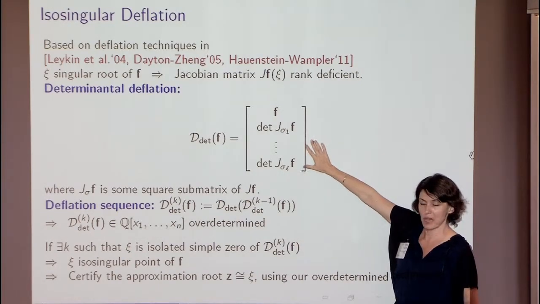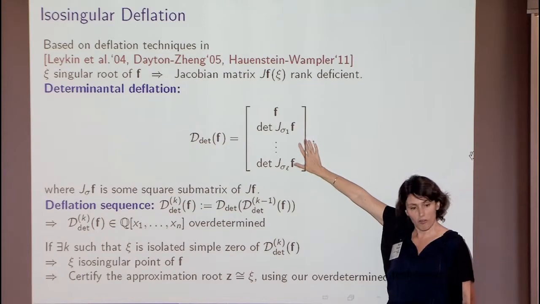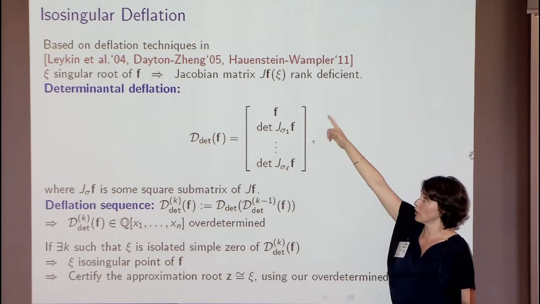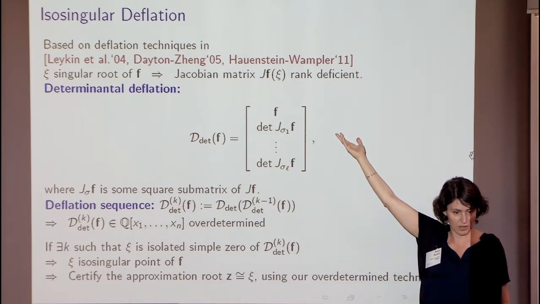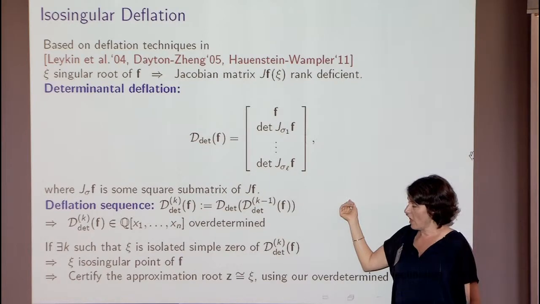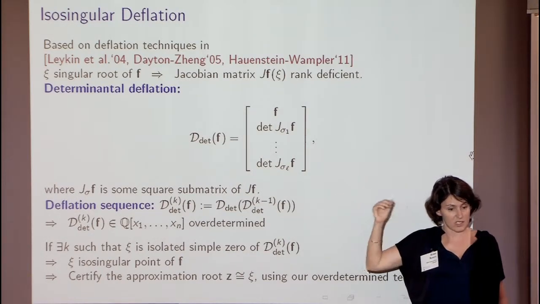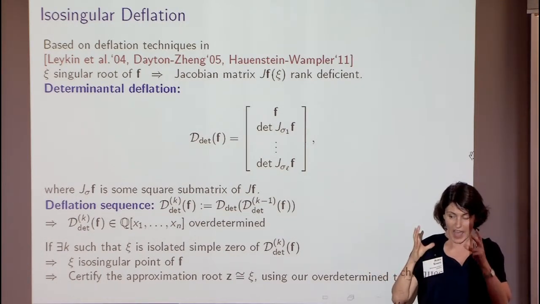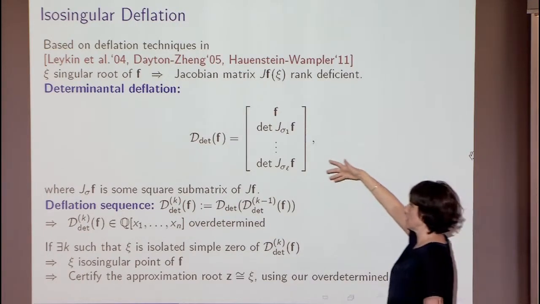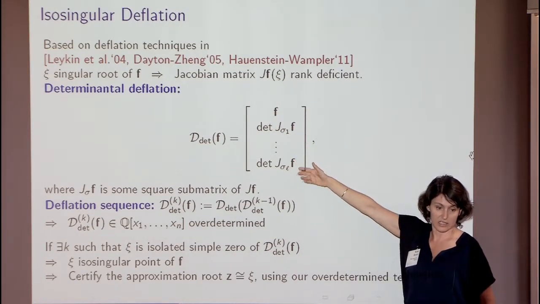So what we like about this is that you get an over-constrained system. It's a rational system. You don't use your approximate root or root coordinates anywhere. And the number of variables did not increase. So the heaviest part of the computation, the homotopy method, will have the same number of n variables, and just the degree of the polynomials increases, though.